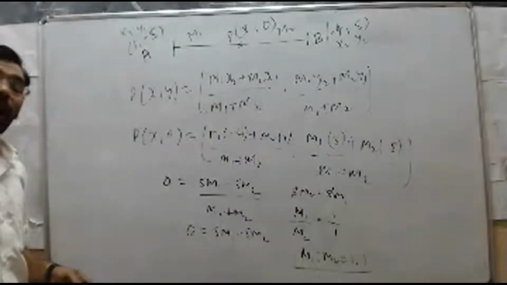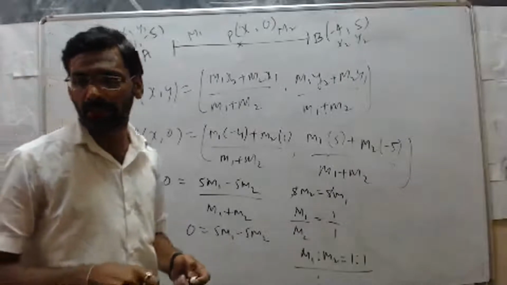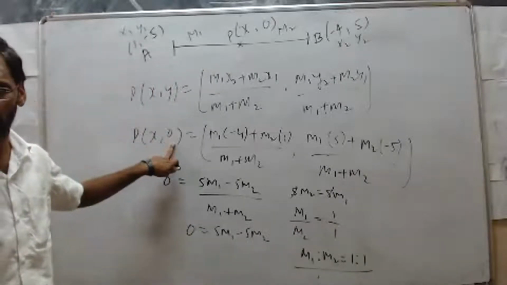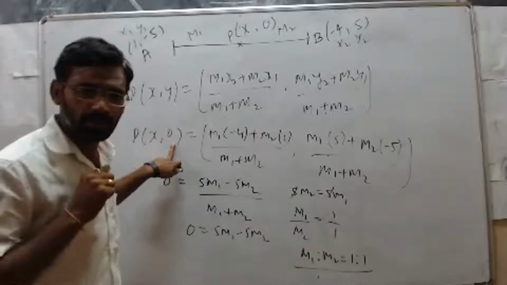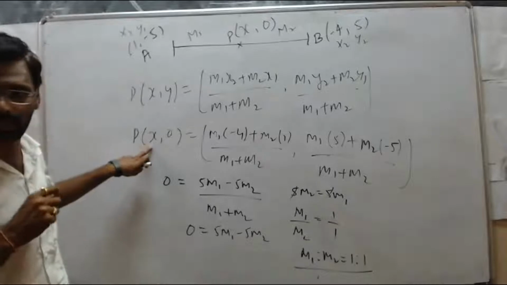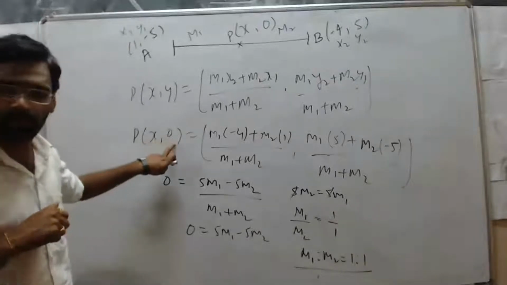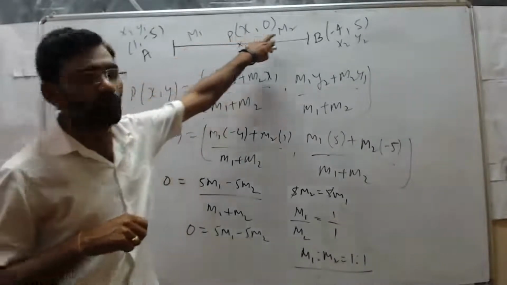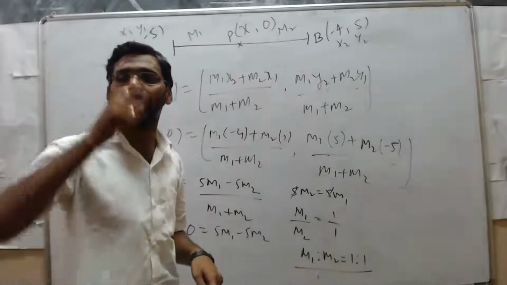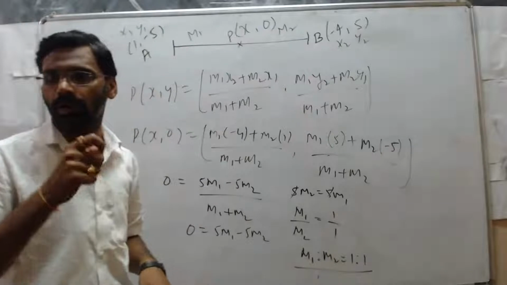And also we have to find the coordinates here. Y value is how much? 0. Then what is the x value here? You don't know the x value, but the y value is 0. Here we got the ratio, m1 raised to m2 means 1 raised to 1. But we have to find the coordinates.